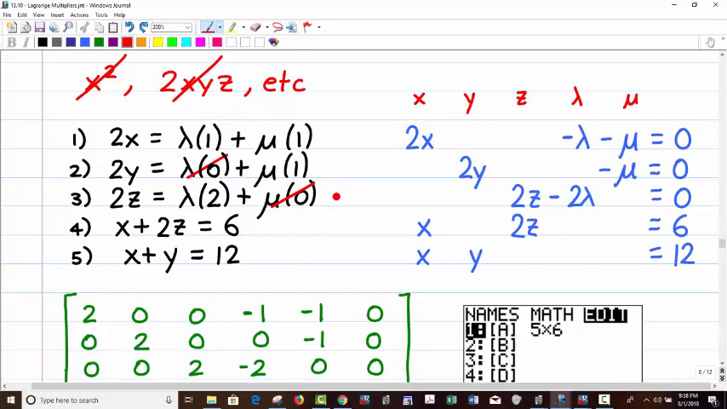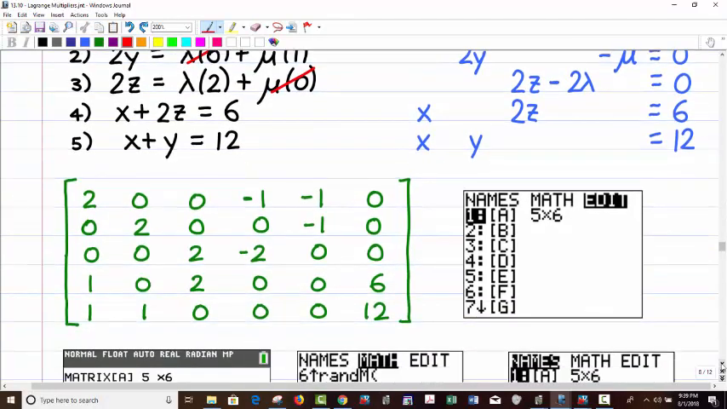So I set this up as x, y, z, lambda, mu. So you want to get them lined up in this order. So I moved the lambda and the mu. So here's what the system of equations would look like. I had to get everything lined up with the number on the right side, and then get them lined up in order, because those coefficients are going to go into the matrix.